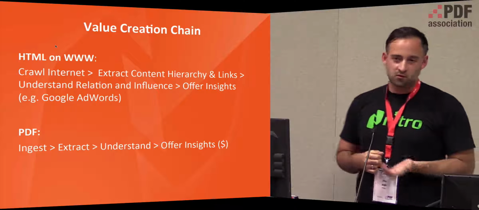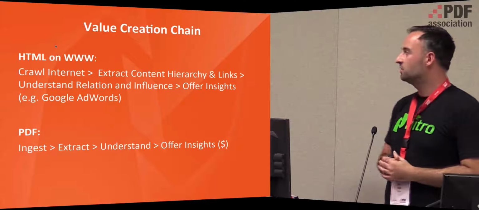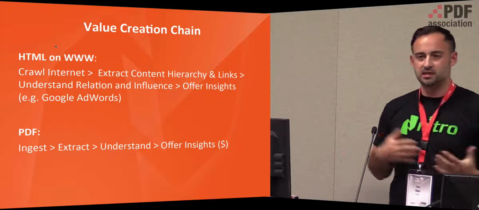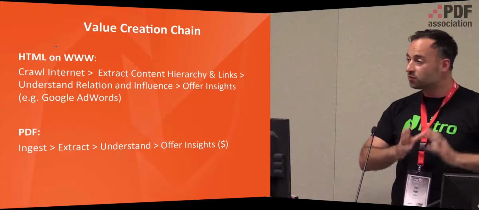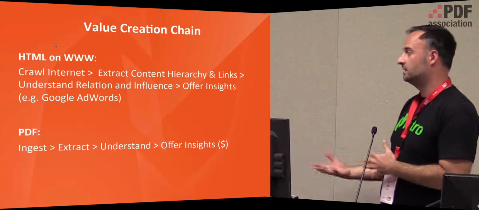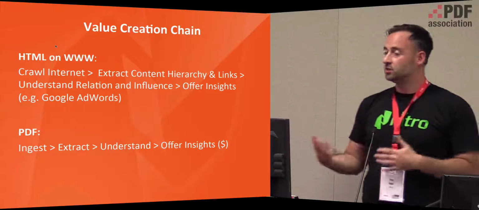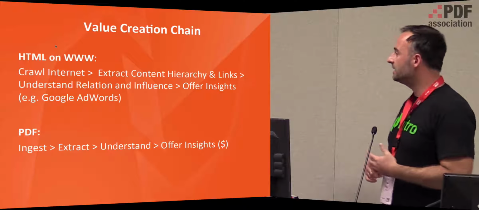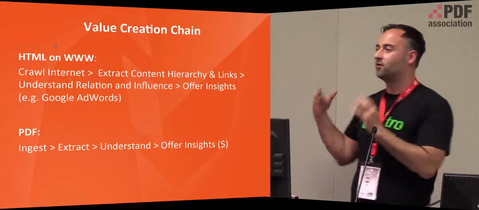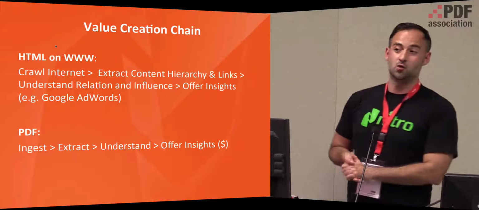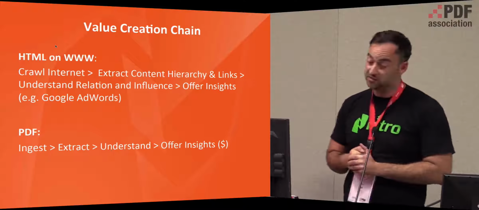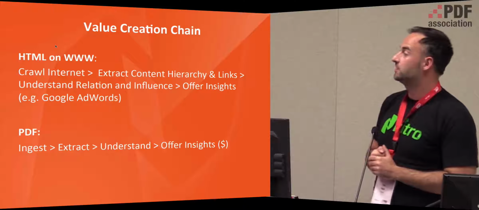We'd probably need to first crawl the internet somehow. We would need to extract the content, both hierarchically as well as the links, to understand individual pages on their own, as well as how they are linked together in the overall corpus, or not linked. Then understand relation and influence. And then in the end, once we do all of that, we might be able, like Google, to offer a business product like Google AdWords, which might itself be worth multiple billions of dollars every year in the marketplace.